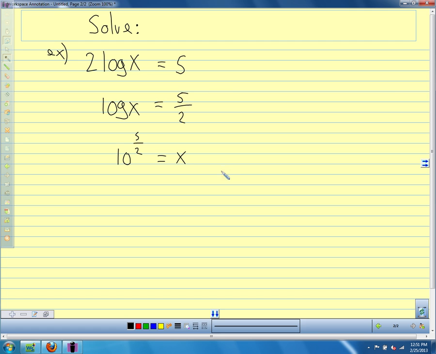And if I plug this into my calculator, I get x. X is about 316.228 to 3 decimal places.